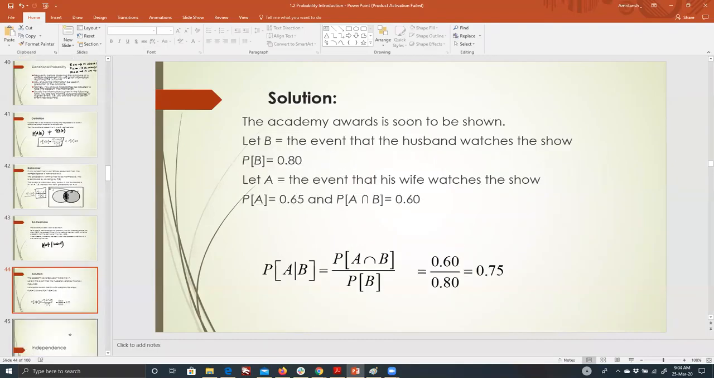So basically, you just have to get the 60 over the event, 80. The probability of B, the husband watching the show, is 0.8, his wife watches the show is 0.65, and their intersection is 0.6. So you just put it in the equation and solve for it. Whoever got 0.75 or 75% or 60 by 80, they are all correct.